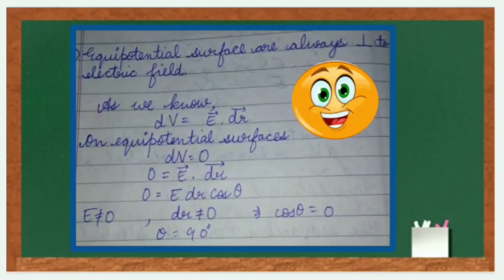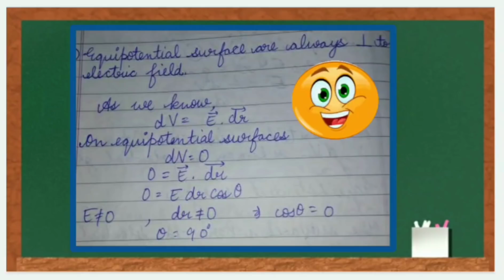So automatically E vector dot dr vector is going to be 0 again. So in that case, E vector dot dr vector is 0. So it is in the dot product formula. So what is the formula for A dot B? A vector dot B vector can be written as modulus of A modulus of B cos theta, right?